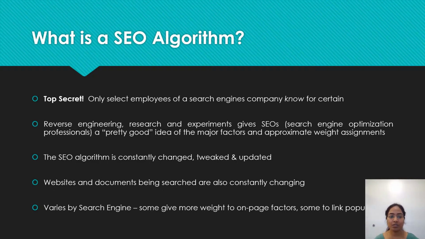This search engine optimization algorithm is constantly changed, tweaked, and updated because lots of data is being generated through the users, so even the organizations need to update their search engine optimization algorithms. Now, it usually varies by search engine: some give more weight to the on-page factors, and some give more weight to link popularity.